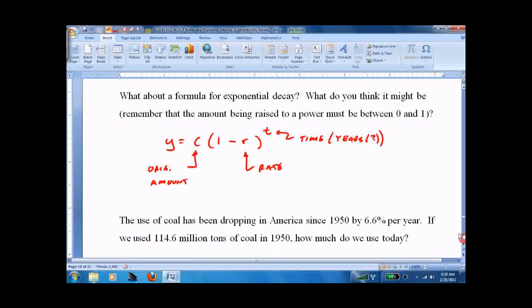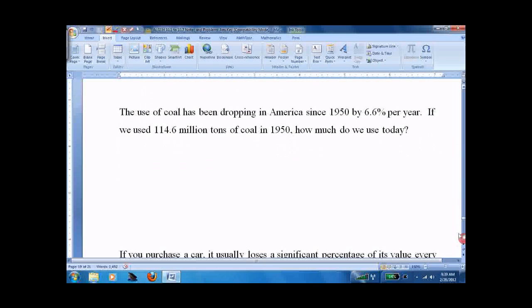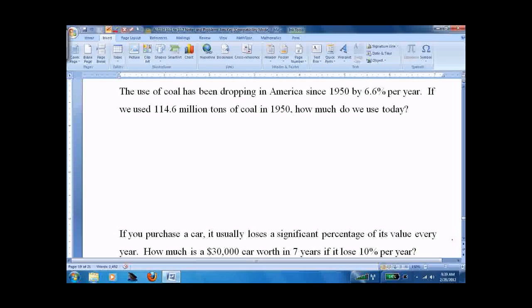For instance, the next problem talks about coal in America, which we've gotten away from. It's relatively dirty to burn, even though we have a lot of it. And the usage has been dropping each year. So as more and more people get better ways to burn things, they get rid of more and more coal. This is our original amount, 114.6. It's been dropping by 0.066. And how much do we use today? So we have to do the whole subtraction, and we get 62.